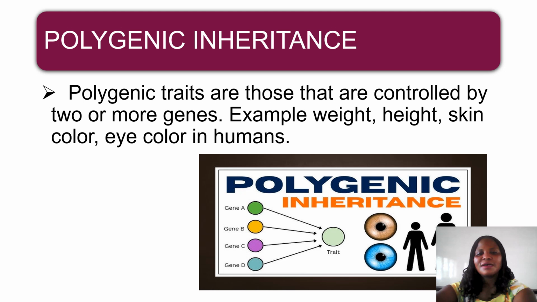Polygenic inheritance is another non-Mendelian inheritance. When we talk about polygenic inheritance or polygenic traits, we can say that they are those traits that are controlled by 2 or more genes. For example, we have weight, height, skin color, eye color in humans. So when you look at this diagram, you realize that we have more than 2 genes controlling one trait. That is the trait for eye color or the trait for height. So that's the polygenic inheritance.